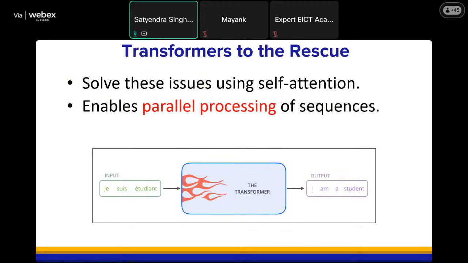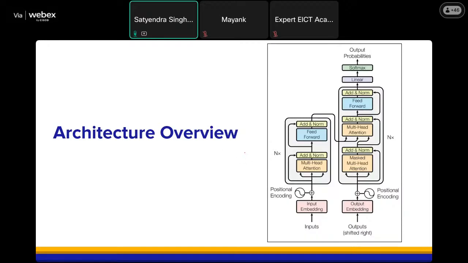That's where the transformer came into the picture, which solves these issues using the self-attention mechanism. Transformers enable the parallel processing of sequences. Given an input, the transformer transforms it into another sequence and gives you the output, and it enables parallel processing. This is an architectural overview, similar to the encoder decoder architecture.